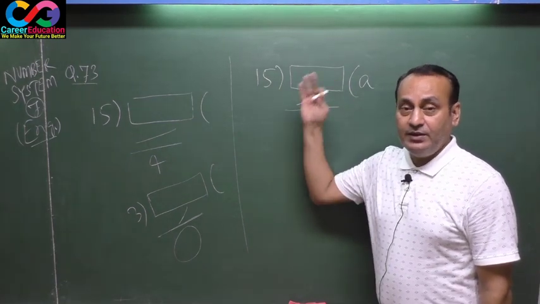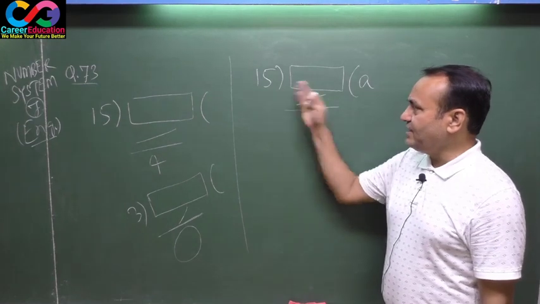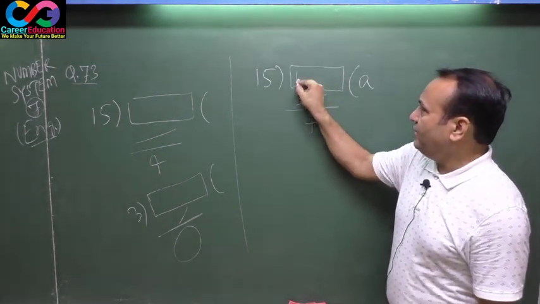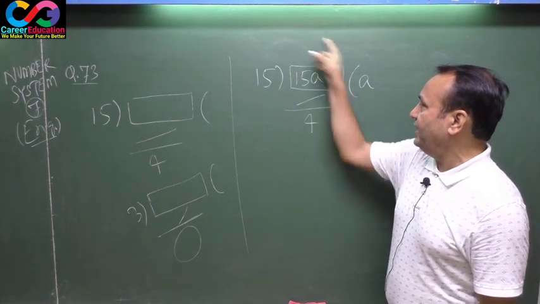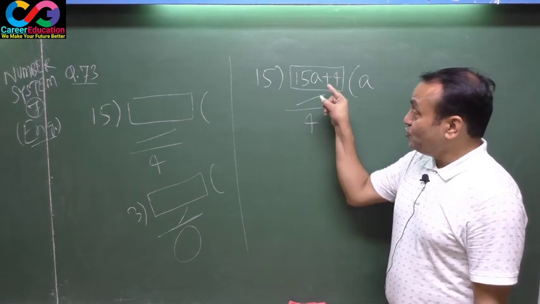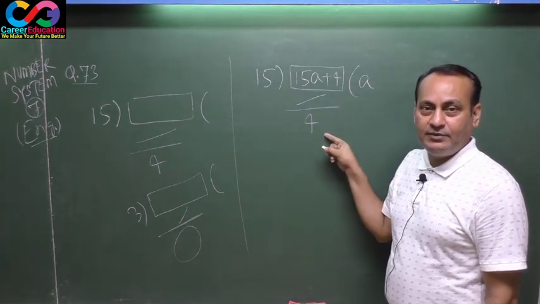In language, dividend equals divisor into quotient plus remainder. That means here it will be 15a plus 4. See here, this was the number which, when divided by 15, gave you quotient A and remainder 4.